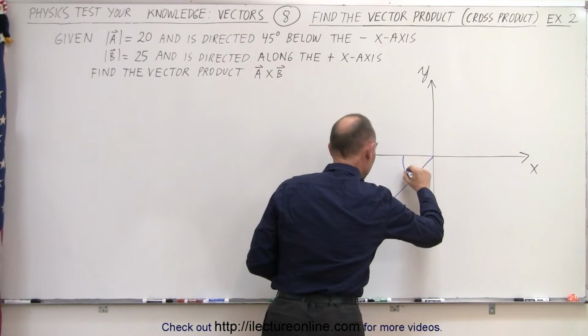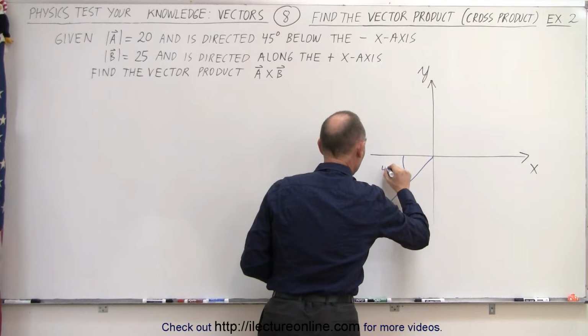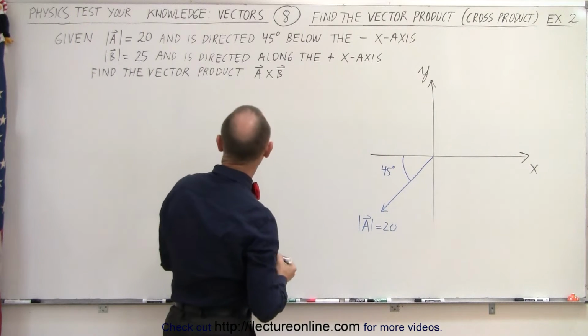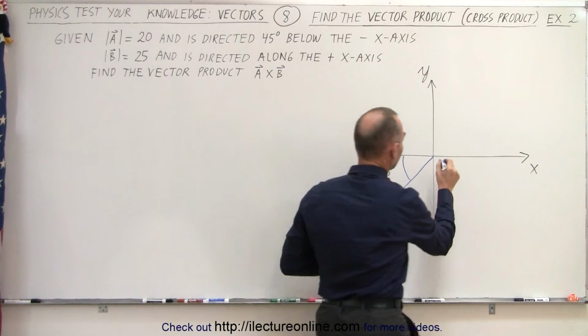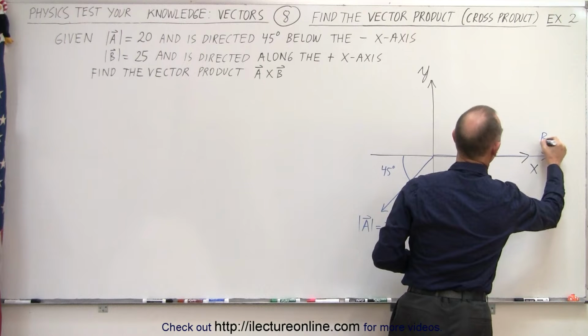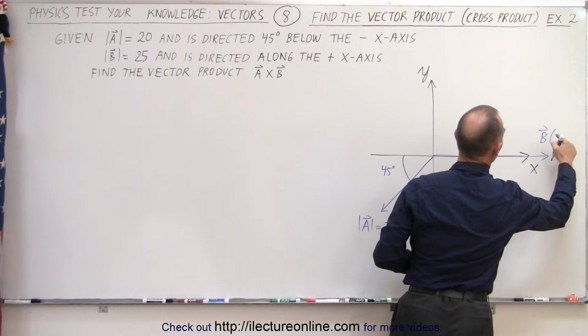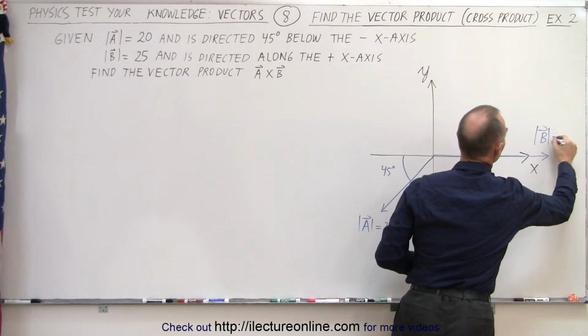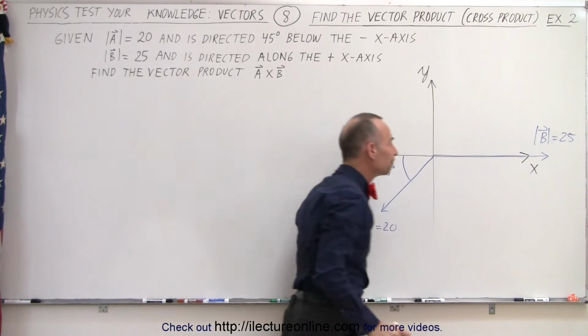And we have an angle here of minus 45 degrees, or let's just call it 45 degrees is the angle there. And then we have a second vector B, which is directed along the positive x-axis, and the magnitude of B is 25.